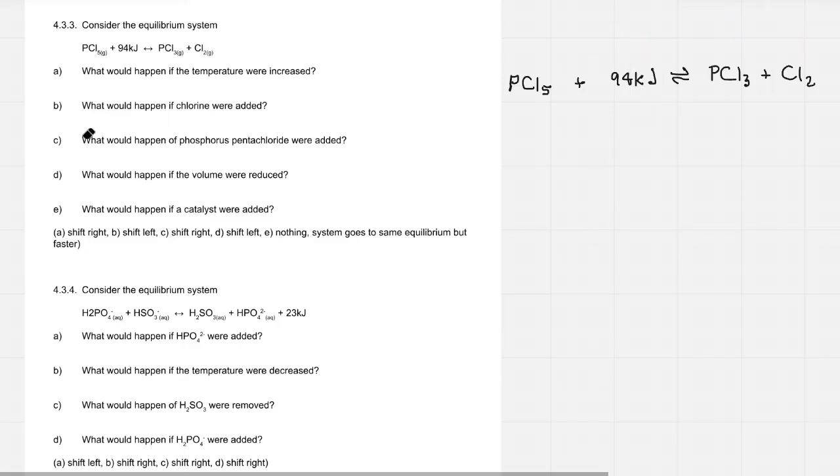What if we added chlorine, they ask in B? Well, if our stress is adding chlorine, then the system is going to, pause the video if you want to answer it before I go, use up chlorine, use up PCl3, and if you're doing that, you're making left side stuff, so it'll produce heat and produce PCl5.